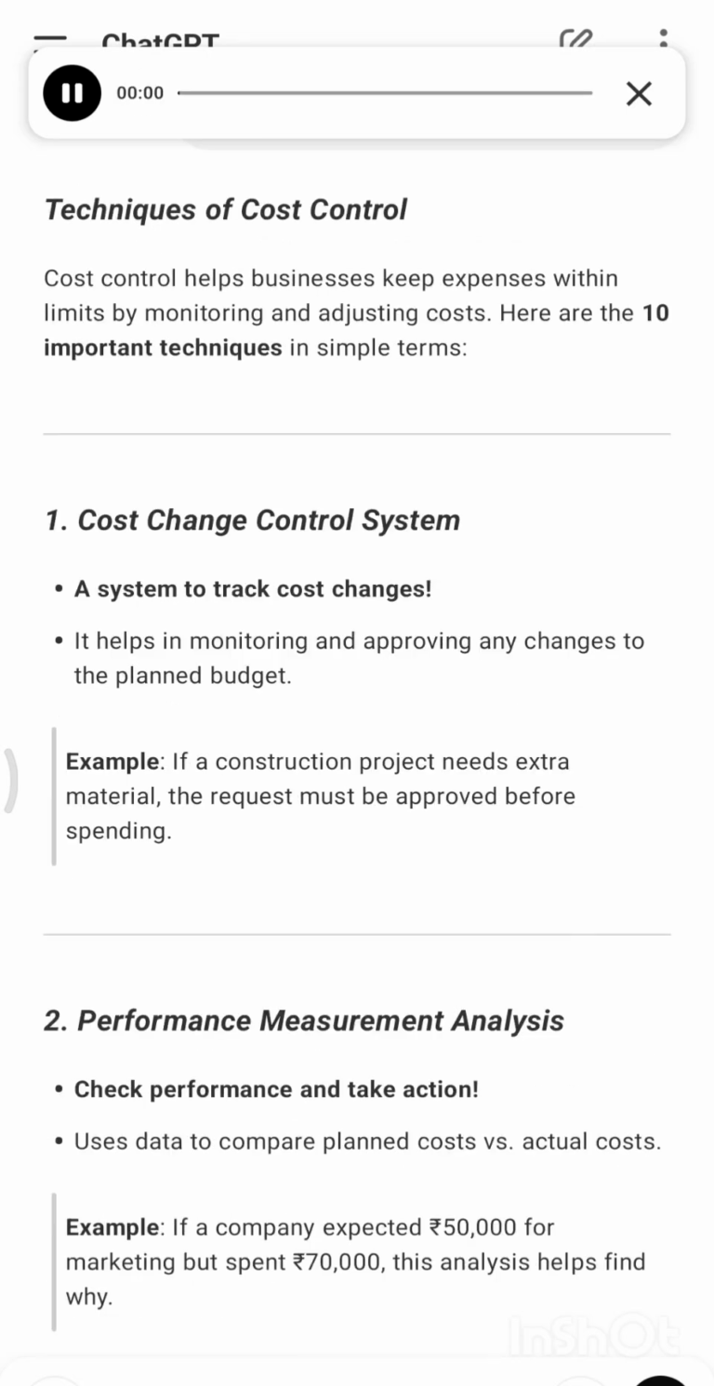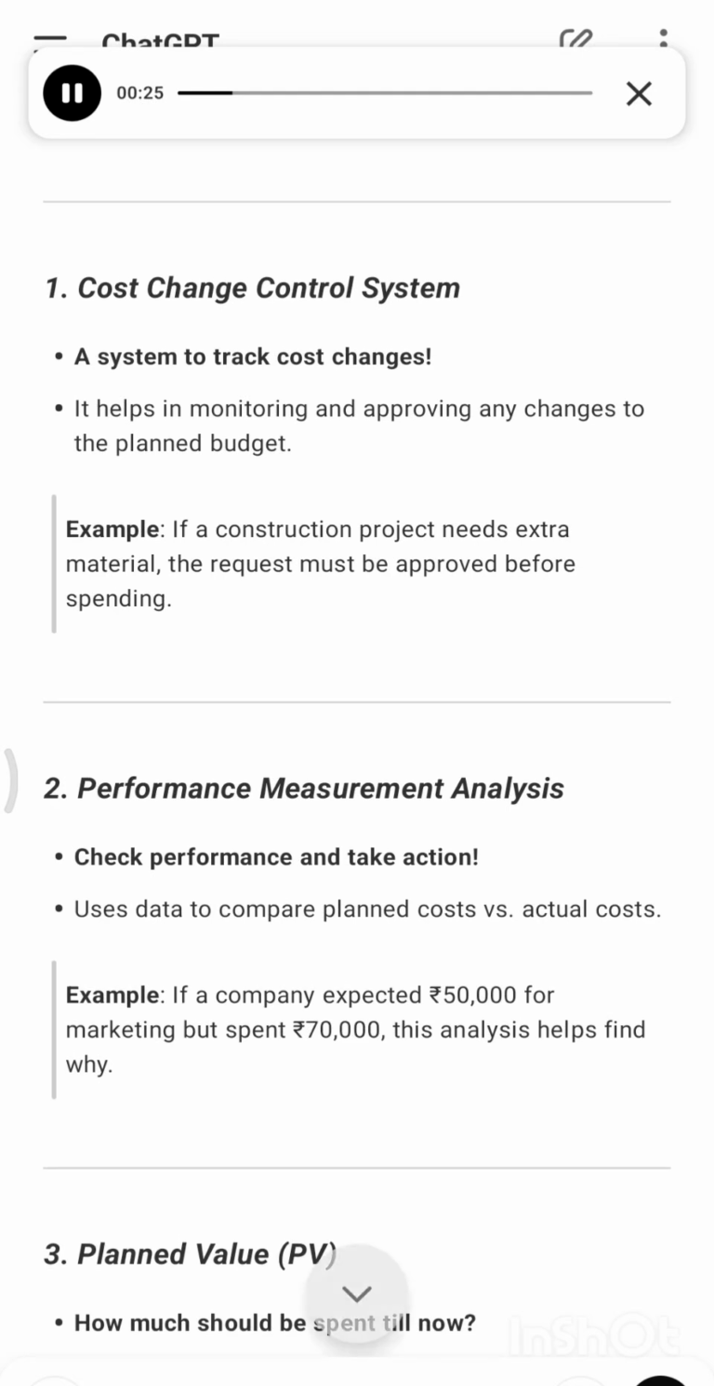Techniques of cost control. Cost control helps businesses keep expenses within limits by monitoring and adjusting costs. Here are the 10 important techniques in simple terms. 1. Cost change control system. A system to track cost changes. It helps in monitoring and approving any changes to the planned budget. Example: if a construction project needs extra material, the request must be approved before spending.